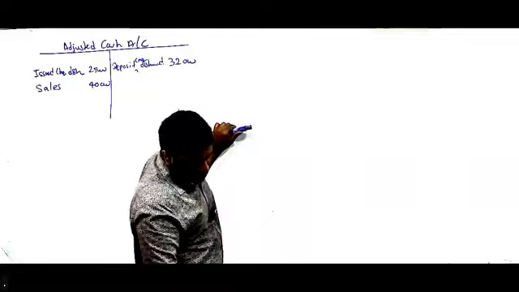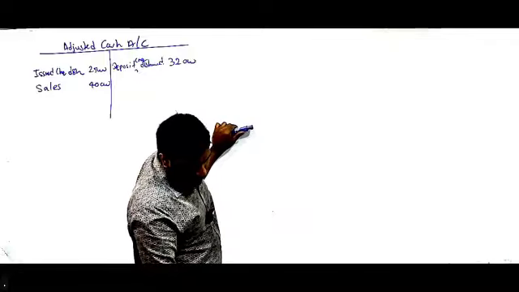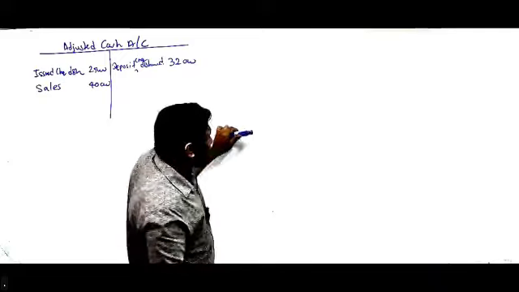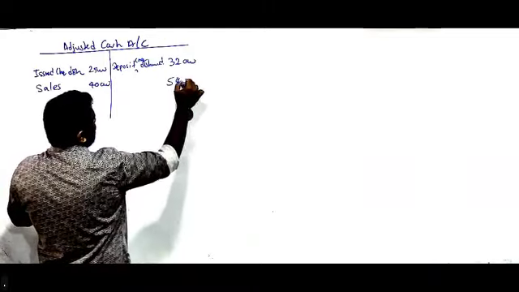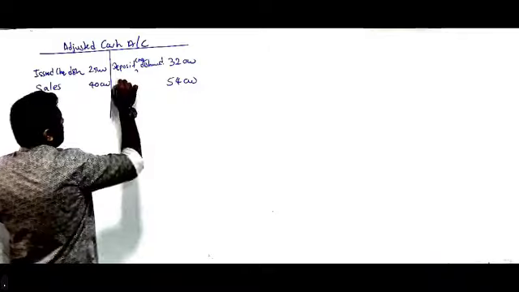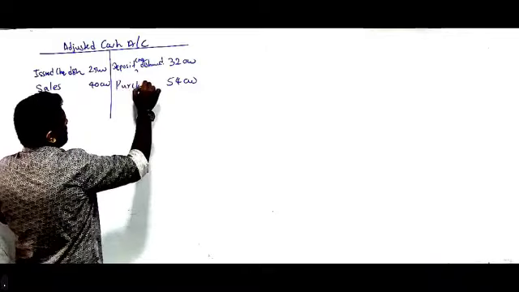Next one. Read the next one. Issued a check for purchase 60,000, but recorded as how much? 6,000. That means how much is missing? 54,000 missing. Purchase.